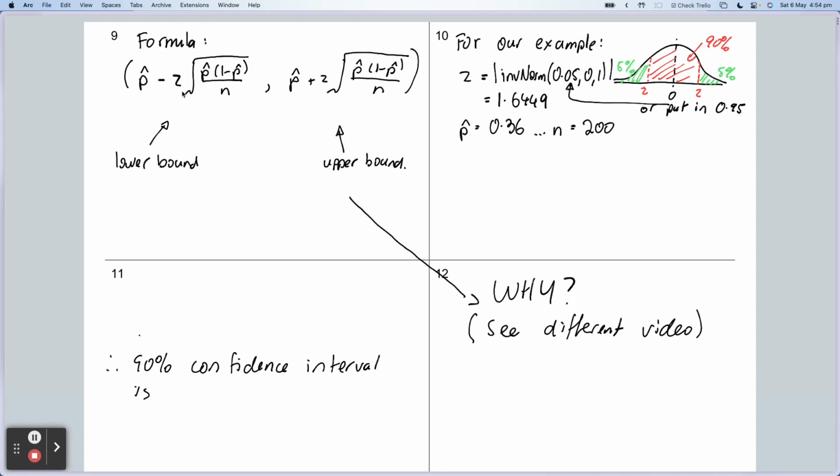And what I'm going to do is work out this little bit separately just to make it a little bit more straightforward for us and then move on from there. So what have we got? We've got Z, 1.6449, multiplied by the square root. Again, this is where it looks harder than it really is. 0.36 is p-hat. 1 minus p-hat is just the opposite value to make it up to 1, so 0.64, all over 200. So that's that done.